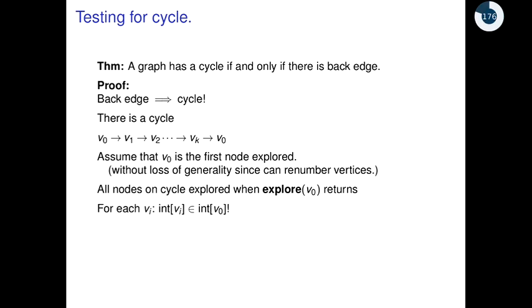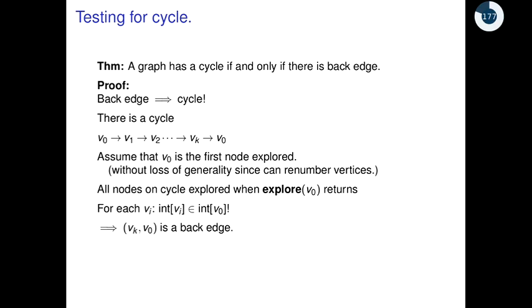That means that all of their intervals are inside of V0's interval. V1's interval is inside of V0's interval because V0 was on the stack first, and it's going to be popped last. And so on, all the way up to VK. So VK's interval is inside of V0's interval. So therefore, what is the edge VK to V0?